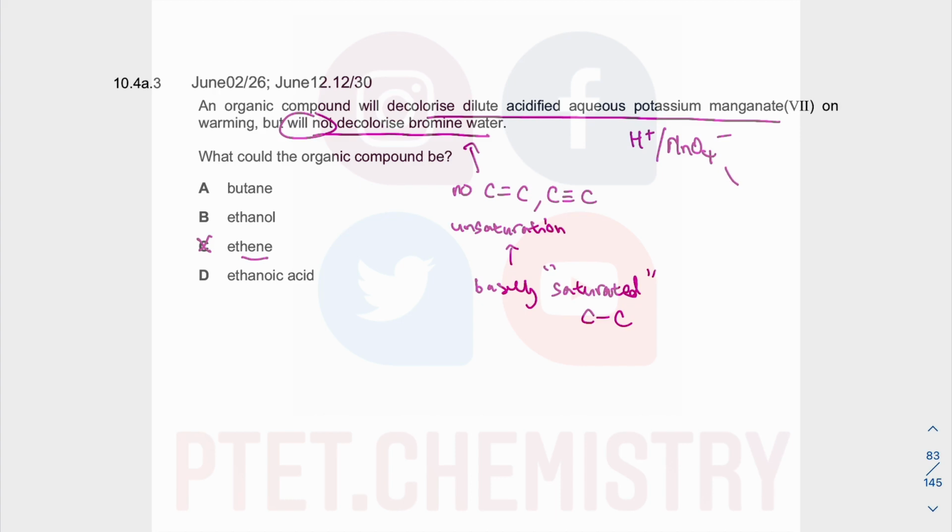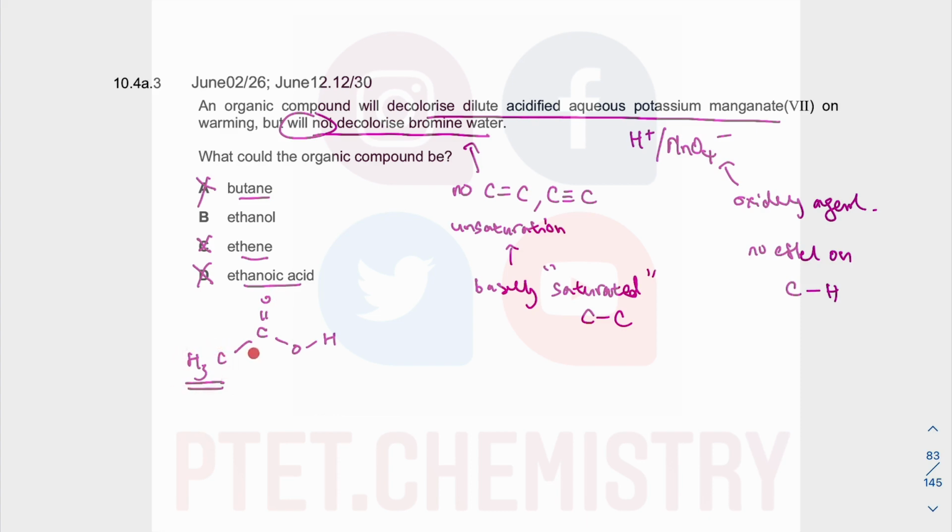Decolorized acidified KMnO4, that is an oxidizing agent. So ethanoic acid cannot be oxidized further because when you look at the carbon with the carbonyl, that carbon has no more hydrogen. It's already oxygen. If you cannot lose the hydrogen on the carbon, you cannot oxidize it further. So it cannot be ethanoic acid. And butane is just the same, the oxidizing agent does not oxidize the CH bond. No effect on CH bond. So it does not oxidize butane. It does not oxidize the CH3 of the ethanoic acid.